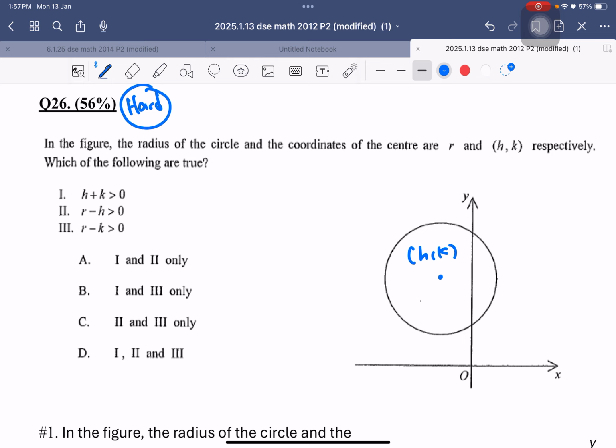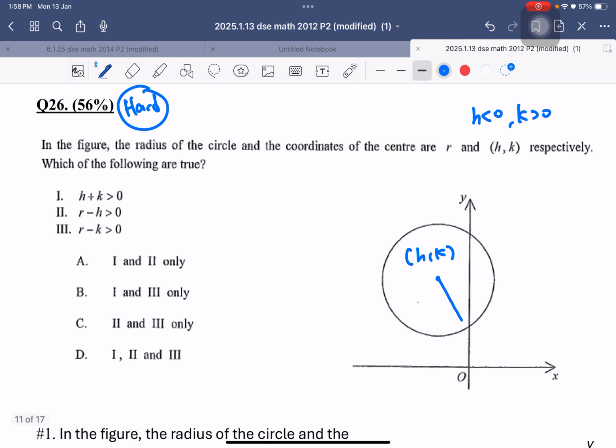From the graph, is h greater than 0 or smaller than 0? h must be smaller than 0. k must be bigger than 0, because h is on the negative x-axis and k is on the positive y-axis. So which one must be true? r is our radius, so this must be the radius. Is h plus k greater than 0 going to be true? Yeah. Why? Look at the graph.